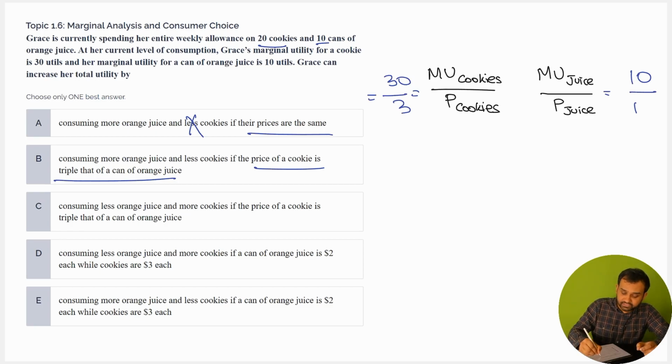Marginal utility per dollar from cookies is 10. Marginal utility per dollar from juice is also 10. In that case, she should continue to consume what she currently is consuming and not change it. So therefore, this is also incorrect.